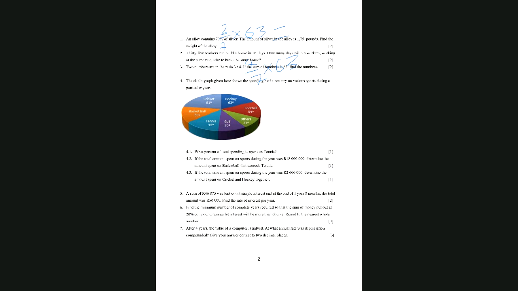It says that the circle graph here shows the spending of a country on various sports during a particular year. And we have cricket 81%, hockey 63%, football 54%, others 31%, golf 36. Sorry, degrees. It's degrees. Remember that when we have degrees, it is 360. I hope you remember that. Okay, good. So they said, what percent of the total spending is tennis? Now, tennis is how many degrees? It is 45 degrees. So it will be 45.